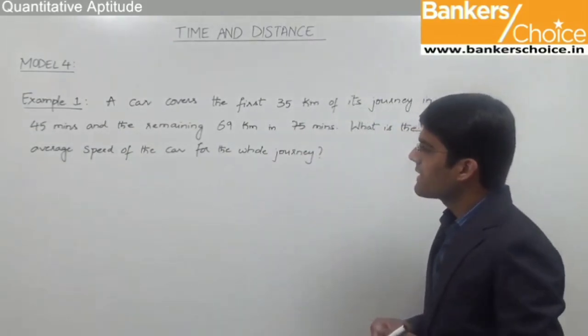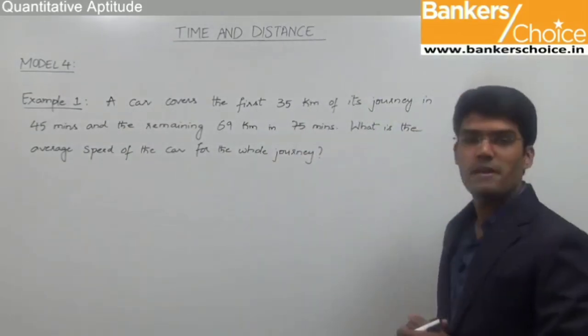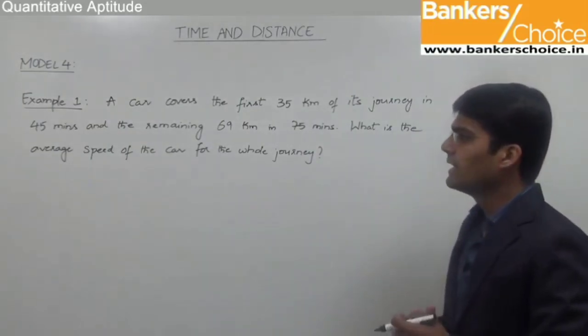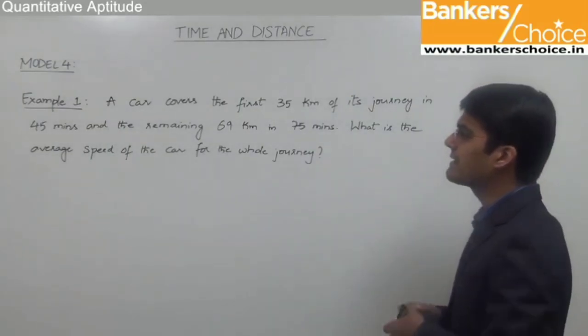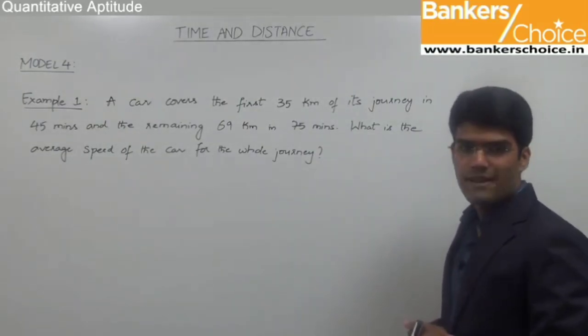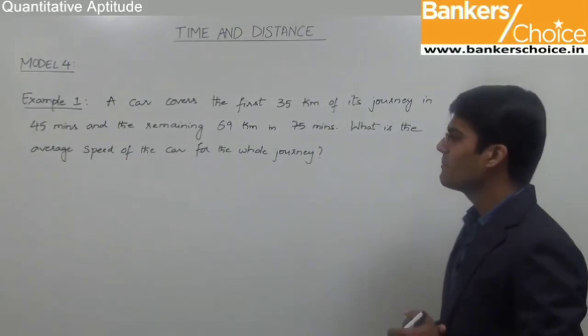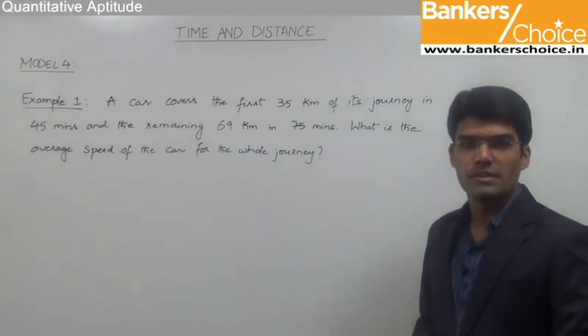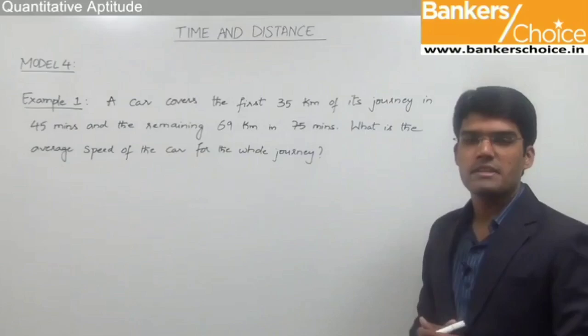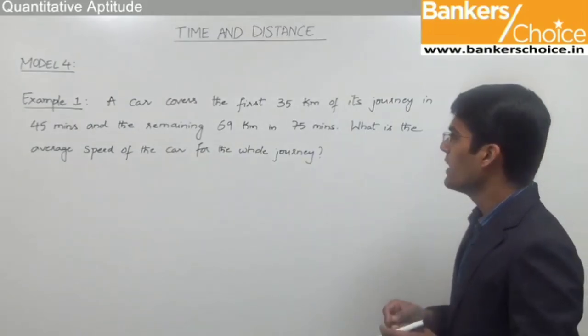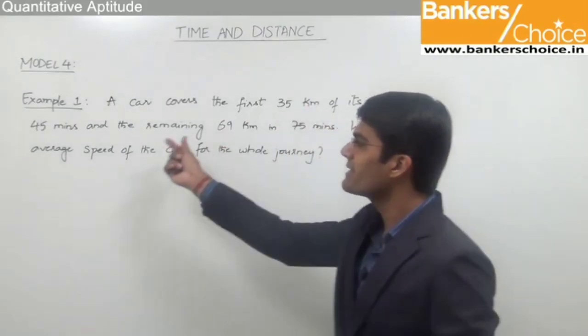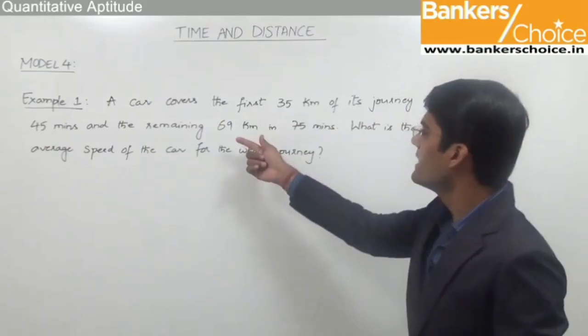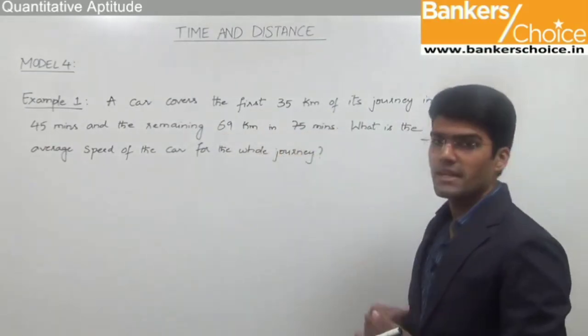The question here is: a car covers the first 35 kilometers of its journey in 45 minutes and the remaining 69 kilometers in 75 minutes. What is the average speed of the car for the whole journey? So here we need to find out the average speed of the car for the total journey where it has travelled the first 35 kilometers in 45 minutes and then the next 69 kilometers in 75 minutes.